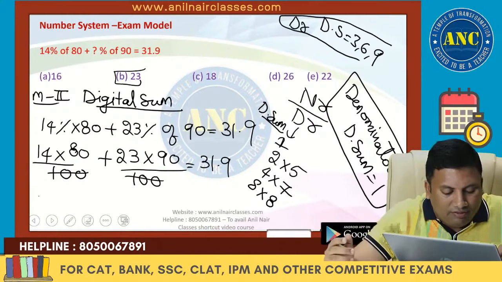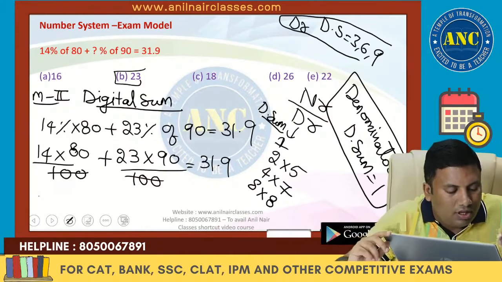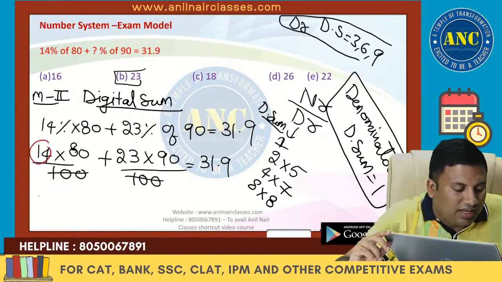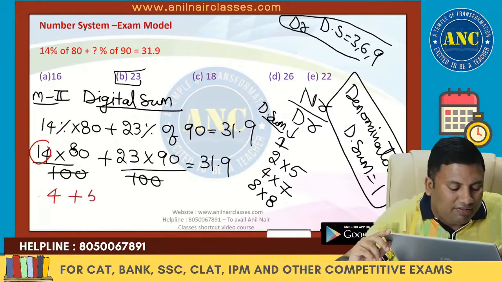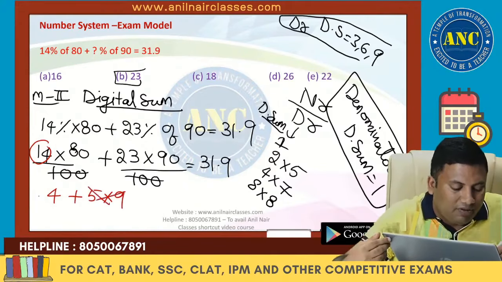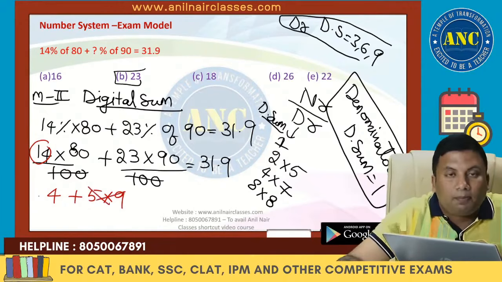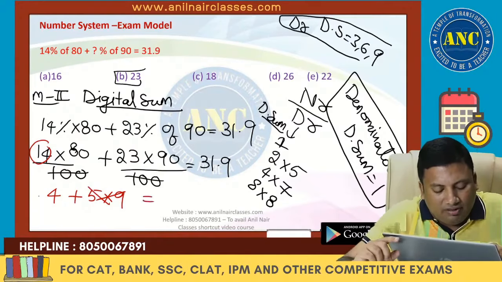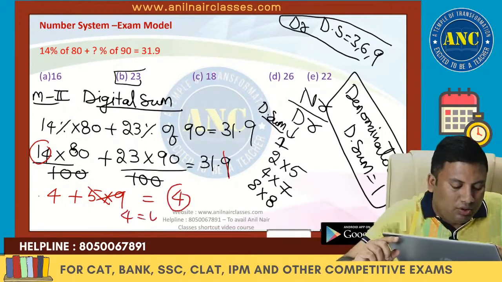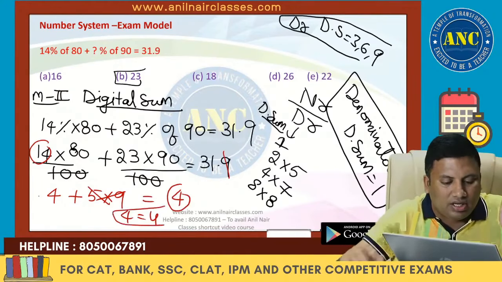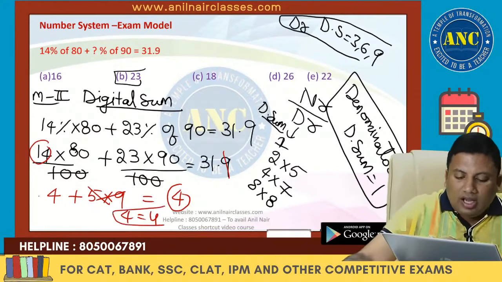14, now if you see here, 14, it is 5. 5 8s are 40, it is 4. 2 plus 3, 5. 5 9s are 45, it is 9. 9 plus 4, 13. 1 plus 3, 4. This is 9. 3 plus 1, 4. 4 equivalent to 4. Digital sum is matching. I hope the idea is clear.